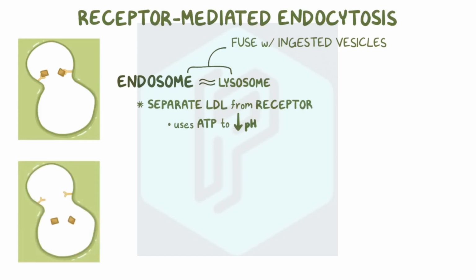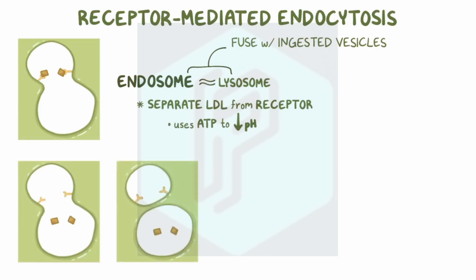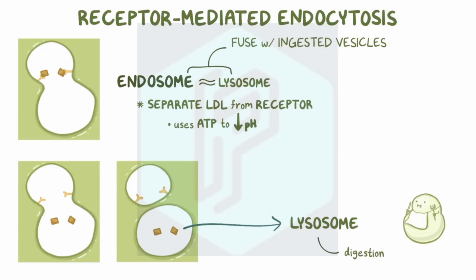At that point, the vesicle splits into two vesicles, one which has all of the LDL that's been brought into the cell, and the other that has all of the LDL receptors. The LDL-filled vesicle goes to the lysosome for digestion, while the one containing the receptors goes back and releases the receptor back on the surface of the cell membrane.